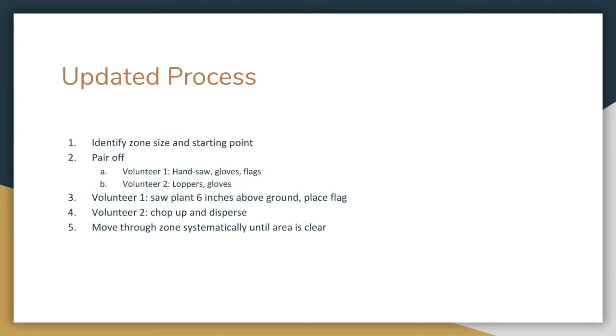The new process starts with identifying the size of the zone which NAP would like covered. Next, volunteers pair up and establish a starting point and direction, along with an agreed-upon lane size anywhere from 1 to 3 meters wide. Volunteer 1 grabs a handsaw, gloves, and flags, while Volunteer 2 grabs loppers and gloves. Volunteer 1 will move down the first lane, chopping honeysuckle as they find it 6 inches above the ground, and placing a flag by the stump. Volunteer 2 will trail Volunteer 1, chopping up the fallen honeysuckle and dispersing the pieces as to avoid piles. The volunteers will continue in this manner throughout the coverage area by moving up and down lanes.